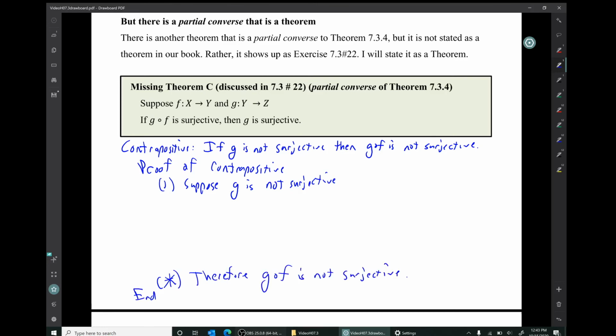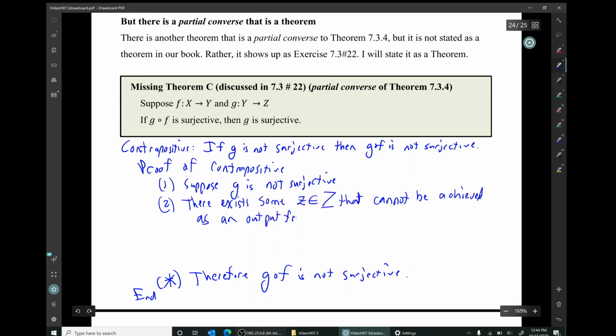So we have to say, suppose G is not surjective, and we somehow have to show that G composed with F is not surjective. Well, let's work forward. What does it mean to say that G is not surjective? It means that there's some element little z in set capital Z that cannot be achieved as an output from G. That is, there is no little y in set capital Y such that G of y equals z.